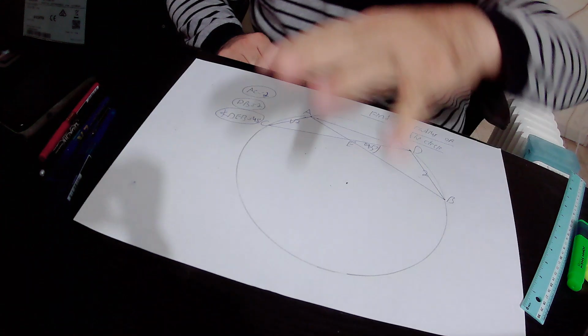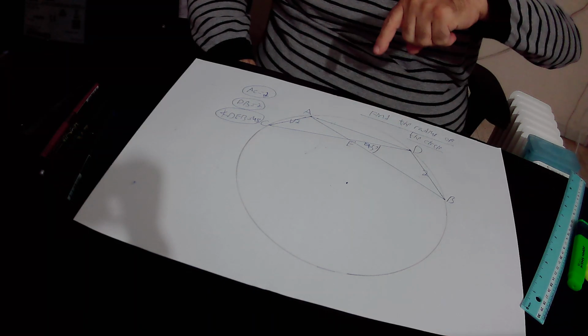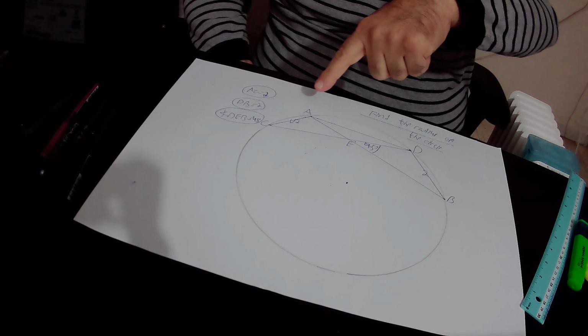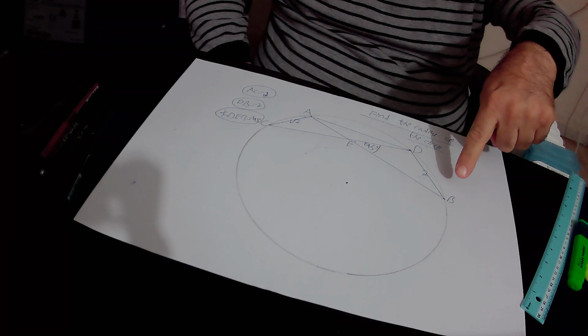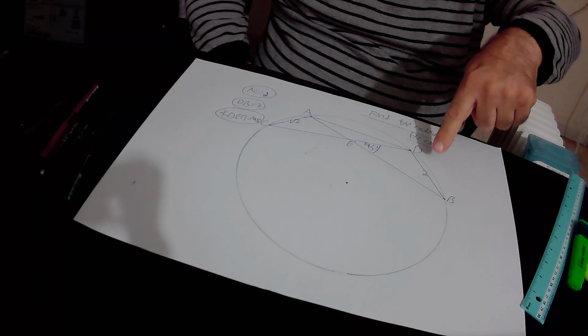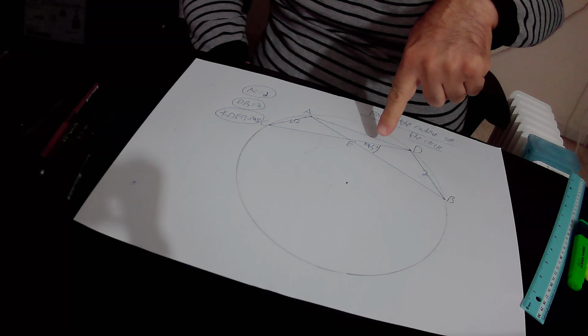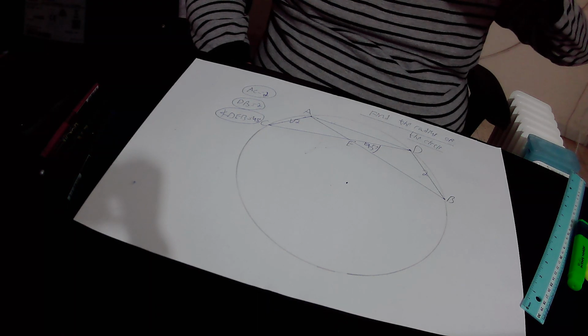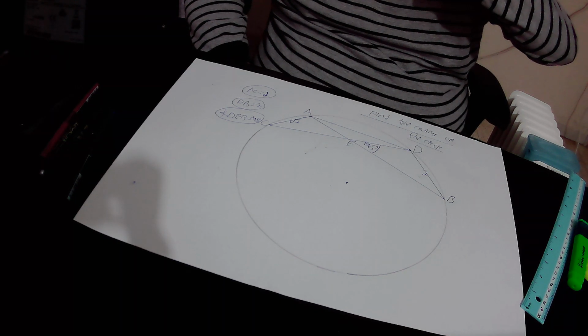Hello, in this lecture we will find out the radius of the circle. In the drawing we have a circle. Inside this circle we have chord AC that is equal to square root of 2 units, chord BD that is equal to 2 units, and this angle DEB equals 45 degrees. Our mission is to find out the radius of this circle.